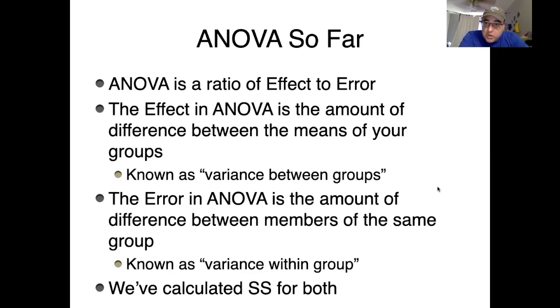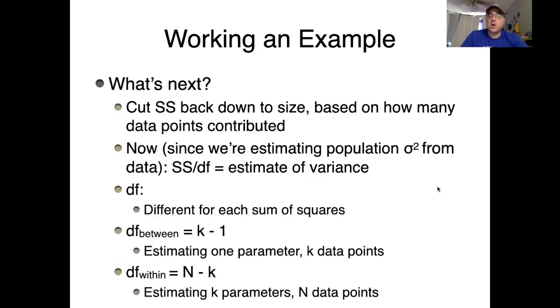The error term in an ANOVA is the amount of difference between members of the same group. We've gotten a summed up term right now. It is the sum of squared differences for the error term, and that is now sum of squares within, also known as sum of squared error. We have sums of squares. Remember though, a sum of squares doesn't become a variance until you divide it by the degrees of freedom. So we've got to figure out what degrees of freedom we're going to be dealing with.